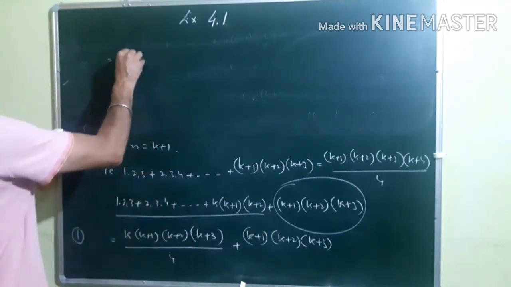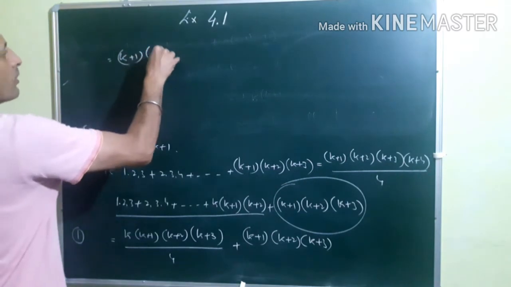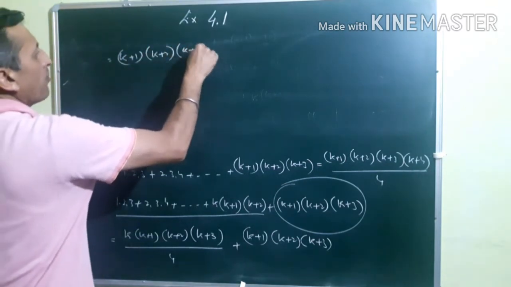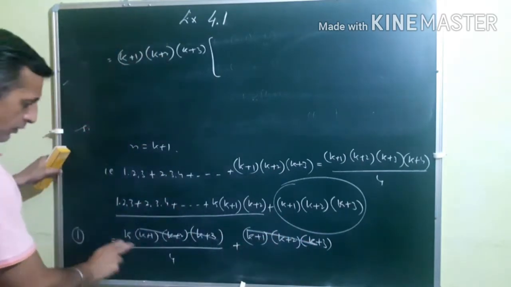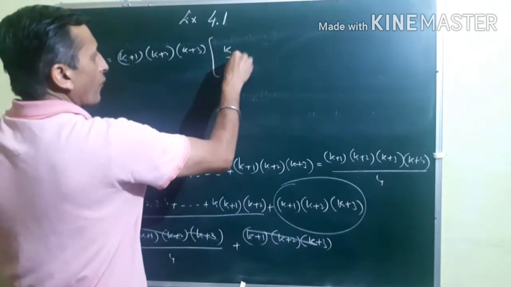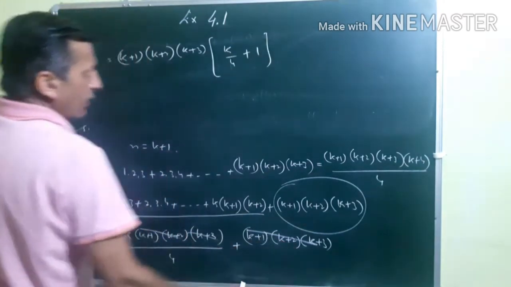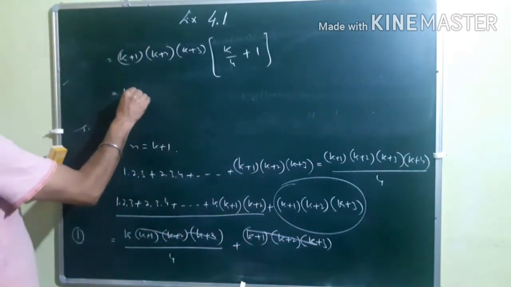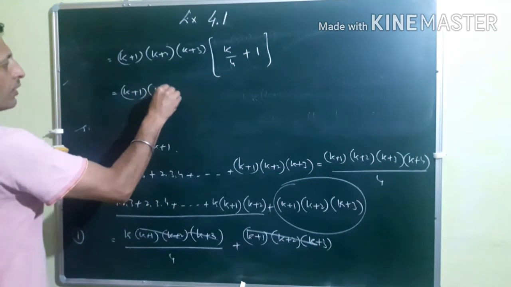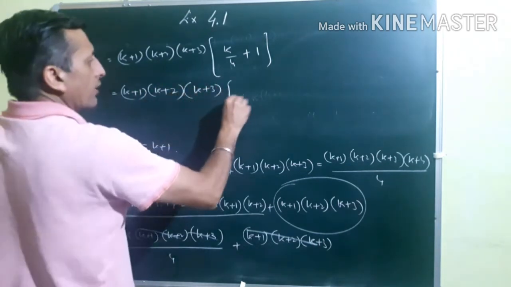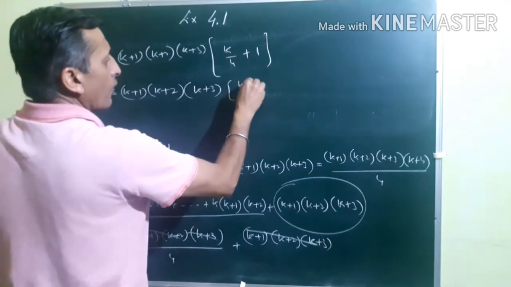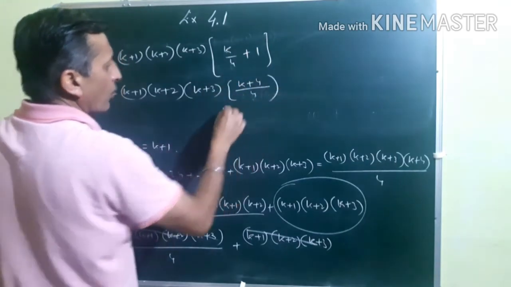So I am taking k plus 1, k plus 2 and k plus 3. After this, if this part is gone, then the rest of the part is k by 4 from here, and from here 1 is left. So which is equal to k plus 1, k plus 2, this is your k plus 3, and here it is equal to k plus, if 4 is LCM, so k plus 4 upon 4.